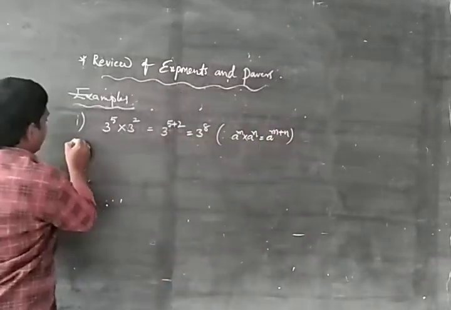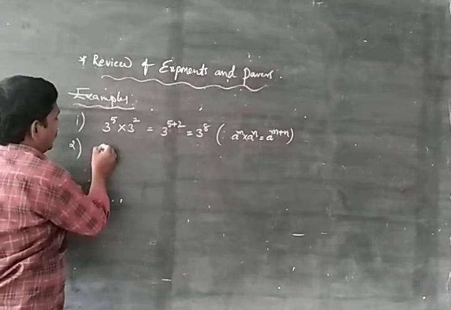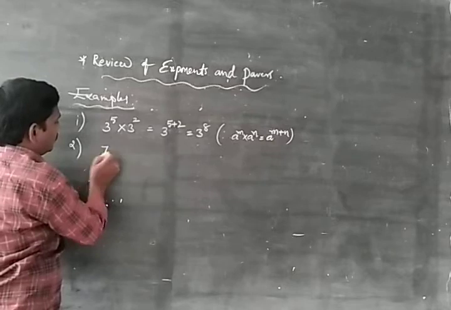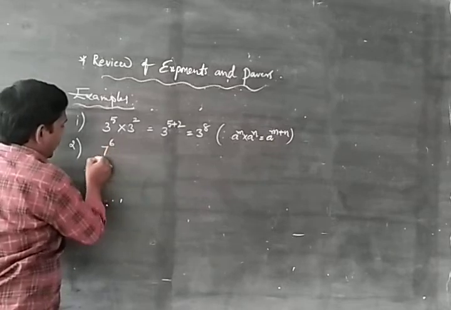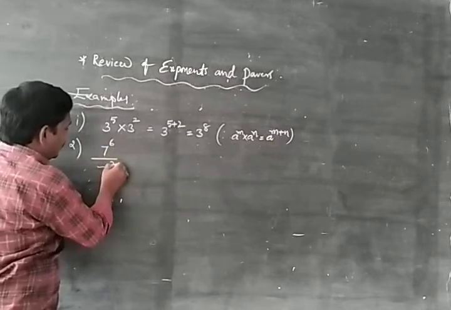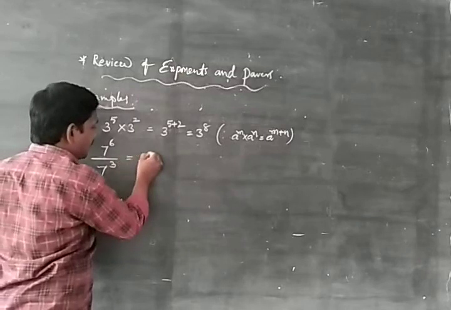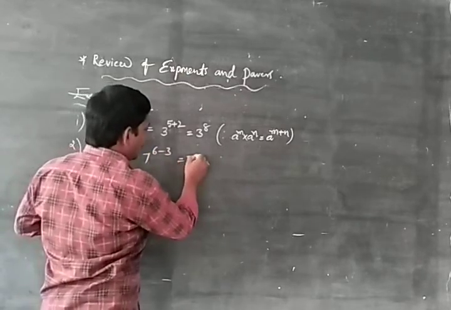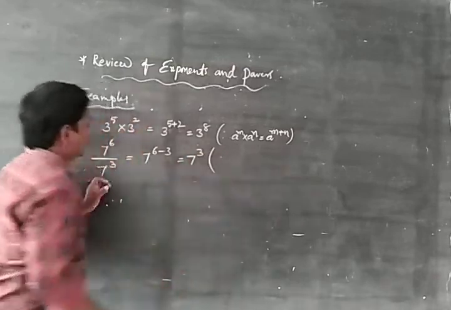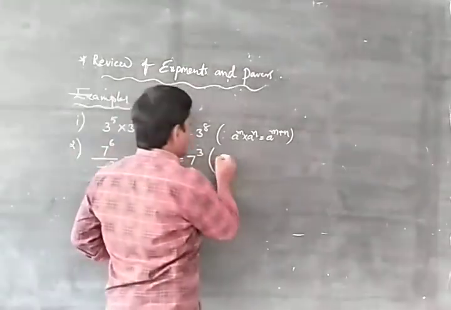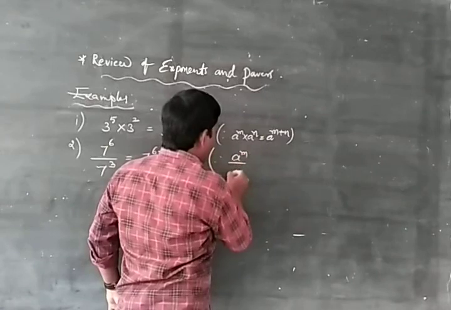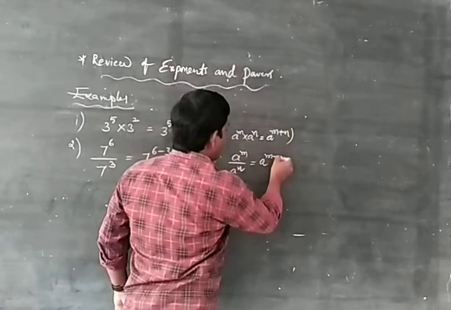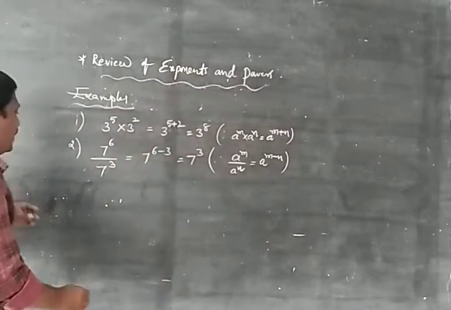And second one, 7 power 6 by 7 power 3 equal to 7 power 6 minus 3 equal to 7 power 3. This is the formula: a power m by a power n equal to a power m minus n.